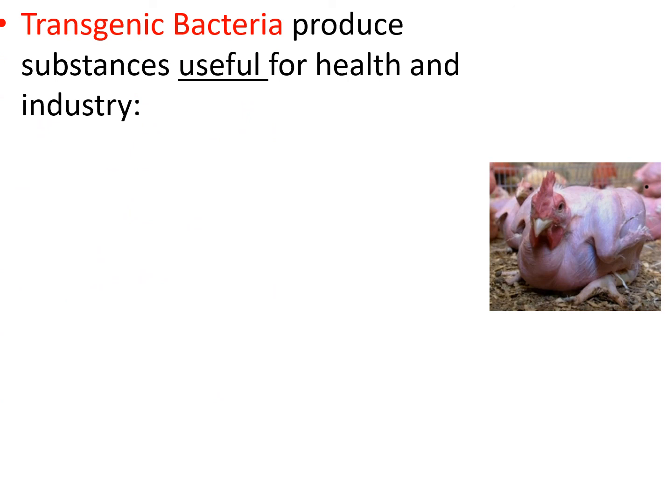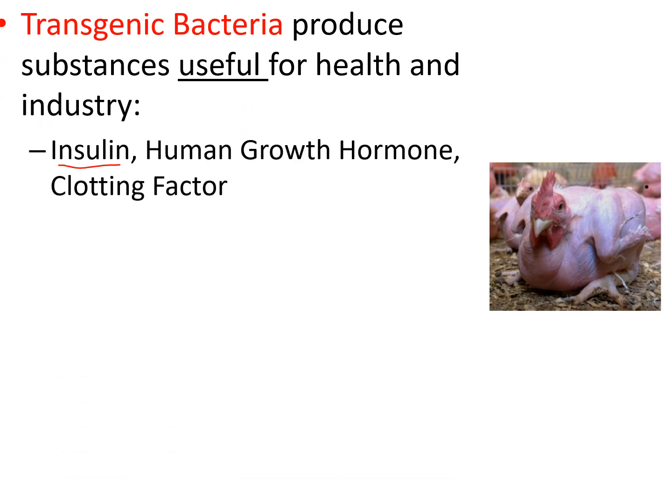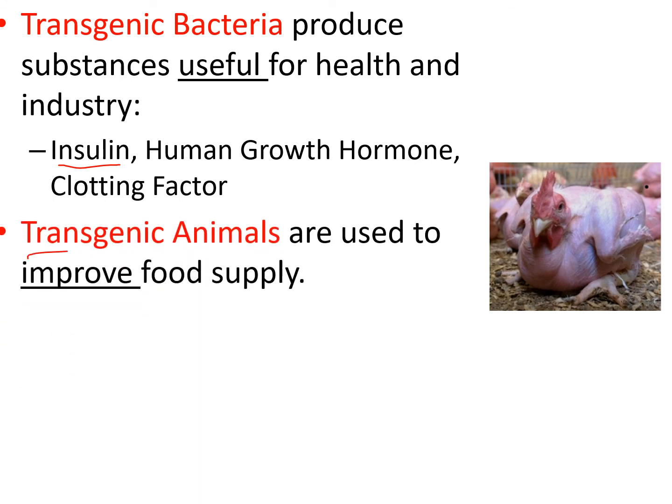Transgenic bacteria produce substances useful for health and industry. So again, we already talked about insulin, the human growth hormone, clotting factor. Transgenic animals are used to improve food supply. Look at this. This is a featherless chicken. So they're trying to say it improves things because we can get more chickens, since it takes a long time to pluck the feathers.